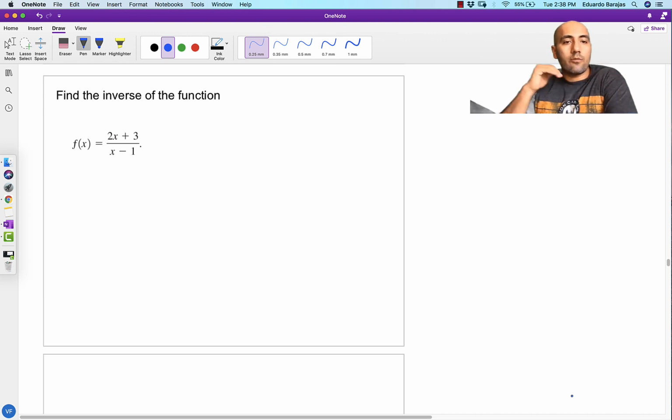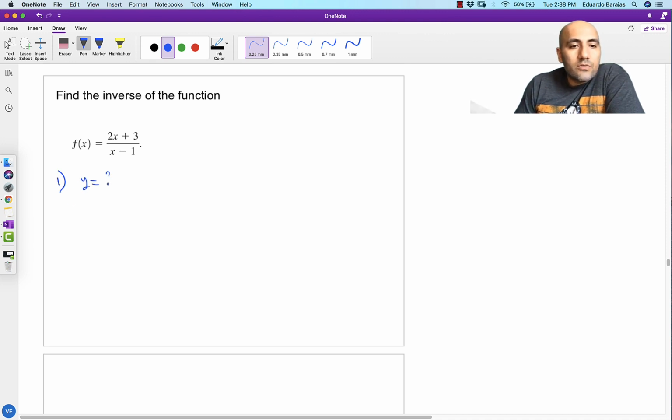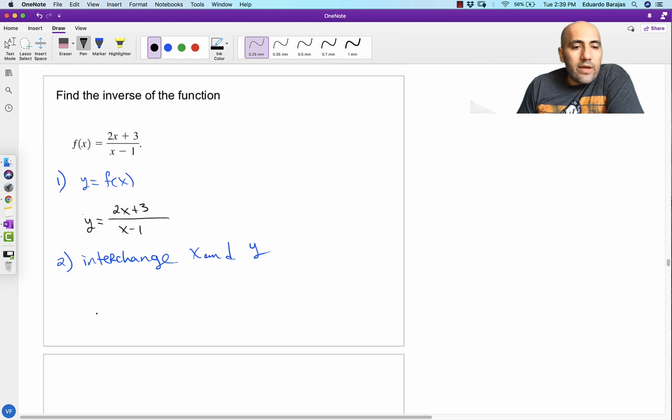So instead, let's follow our procedural steps. Step 1 is going to be to let y equal f of x. It's the easiest step. So I'm going to let y equal 2x plus 3 divided by x minus 1. Good. Step 2 is going to be to interchange x and y. Everywhere you see a y, we're going to write in an x. Everywhere you see an x, we're going to write in a y. So x equals 2y plus 3 divided by y minus 1.